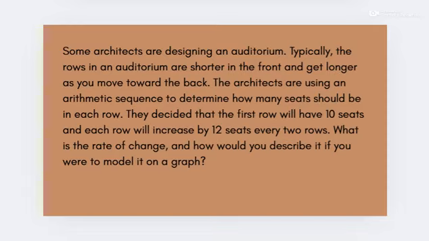Some architects are designing an auditorium. Typically, the rows in an auditorium are shorter in the front and get longer as you move toward the back. The architects are using an arithmetic sequence to determine how many seats should be in each row. They decided that the first row will have 10 seats and each row will increase by 12 seats every 2 rows. What is the rate of change and how would you describe it if you were to model it on a graph?